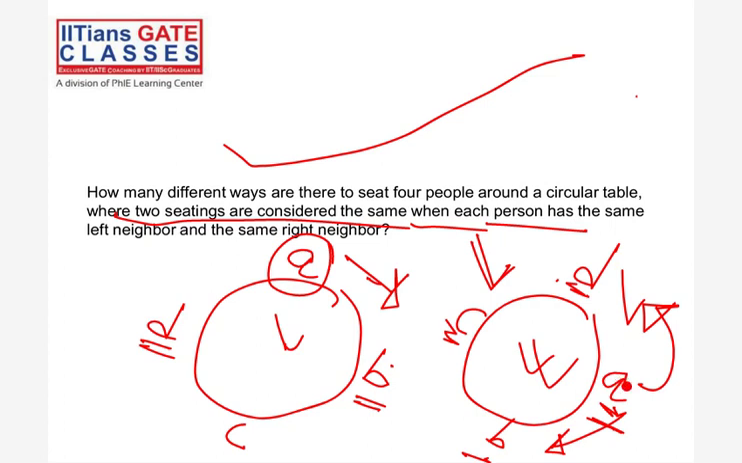You can see this, right? So he has the same left neighbor and the same right neighbor. Even here also. So these two seatings are considered the same, they are not different. Now you need to answer how many different seatings are possible. Remember that these two seatings are not different. So just tell me how many different seatings are possible. Try it, then we will see.